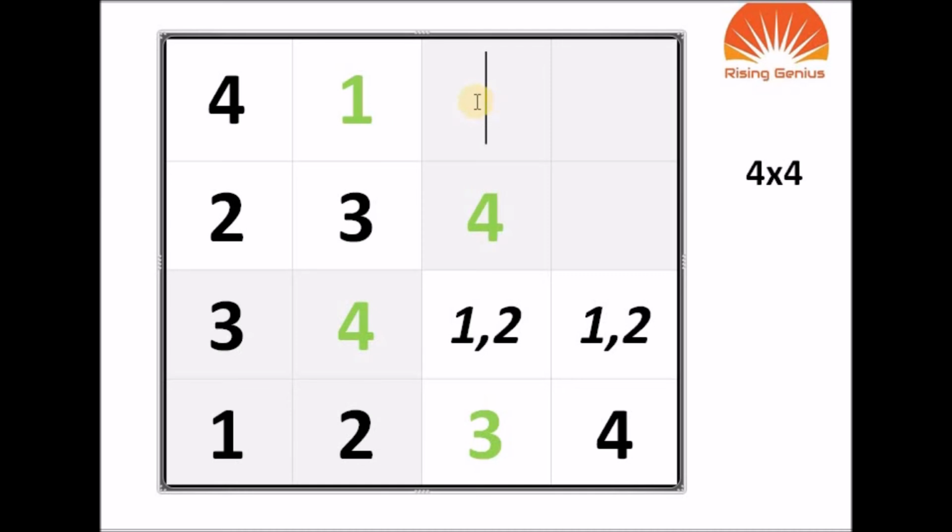Can 2 come? Sit close. Can 2 come? Yes, 2 can come. Let's see. Can 3 come in this box? No, 3 is already here, so we can't have 3. Can 4 come? No, 4 is here and here also. So what is your final answer in this box? 2. So if this is 2, then any small 2s you remove in that line.